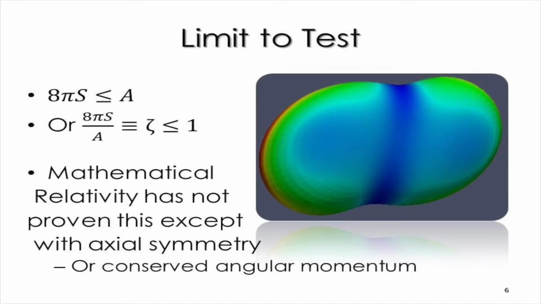The limit I wish to test is, as mentioned earlier, that 8 pi S is less than or equal to the black hole's area, or we can rewrite it as zeta should be less than or equal to 1. Mathematical relativity has not proven this except in cases with axial symmetry or conserved angular momentum. This symmetry and conservation rule are broken in the cases where the black holes are recently merged, and they look more like the peanut shown in the picture on the right.